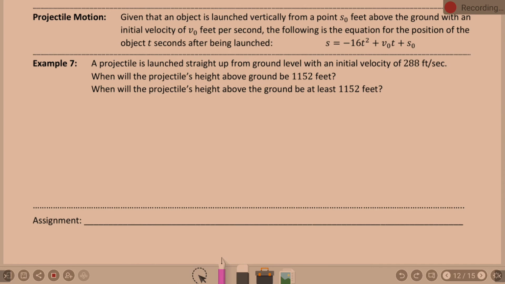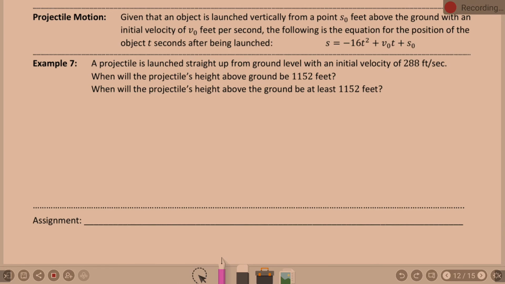All right. So, given an object is launched vertically from a point, noted as s sub 0, feet above the ground with an initial velocity of v sub 0, feet per second, the following is the equation for the position of the object t seconds after being launched. Okay, think about something. Something is launched into the air. What happens? It goes up, it comes down, it's a parabola shape. So thus there is a connection, okay? Upside down parabola.